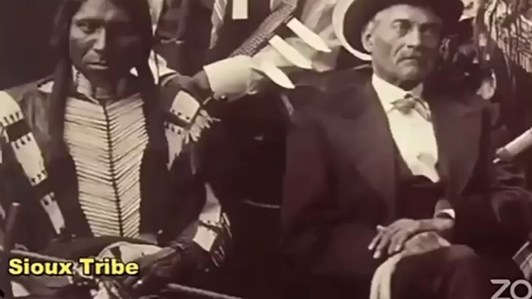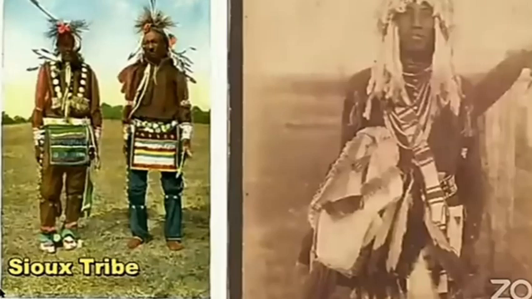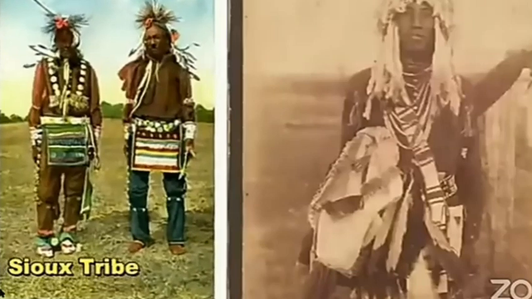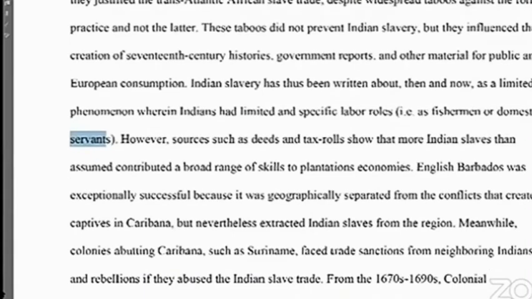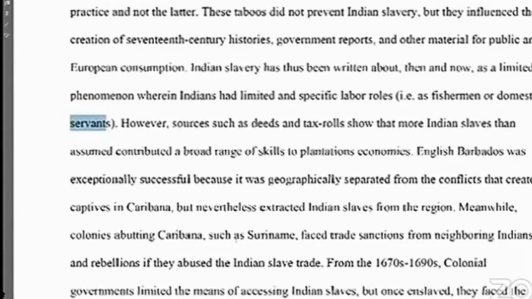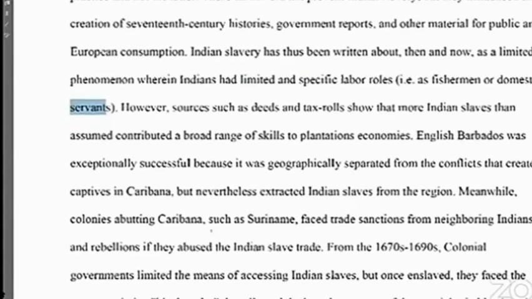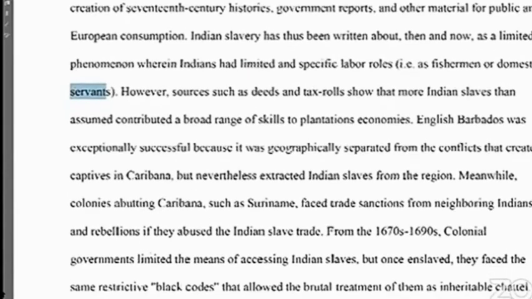So more Indian slaves than assumed, meaning more than what they have told us, actually contributed to a broad range of skills to plantation economies. English Barbados was exceptionally successful because it was geographically separated from the conflicts that created captives in Caribana, but nevertheless extracted Indian slaves from the region. Meanwhile, colonies abutting Caribana, such as Suriname, faced trade sanctions from neighboring Indians and rebellions if they abused the Indian slave trade.